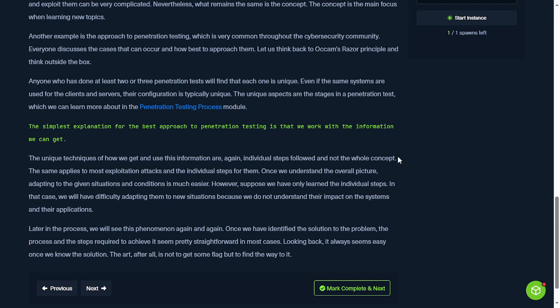Later in the process, we will see this phenomenon again and again. Once we have identified the solution to the problem, the process and the steps required to achieve it seem pretty straightforward in most cases. Looking back, it always seems easy once we know the solution. The art, after all, is not to get some flag, but to find the way to it.